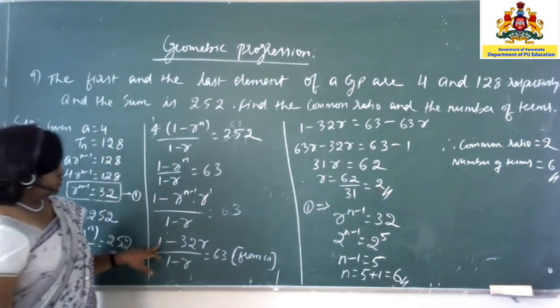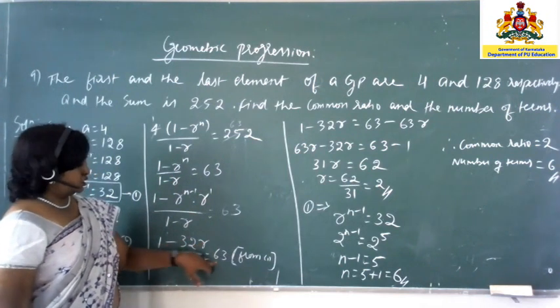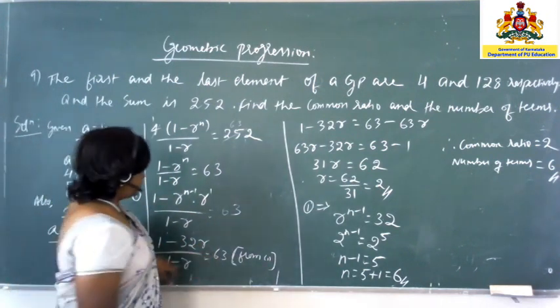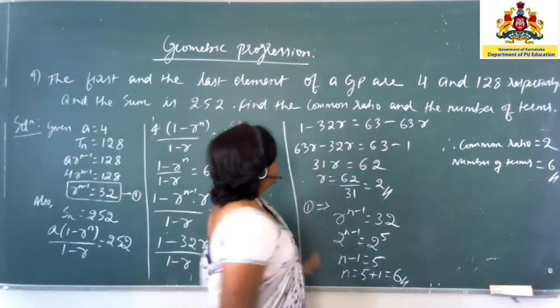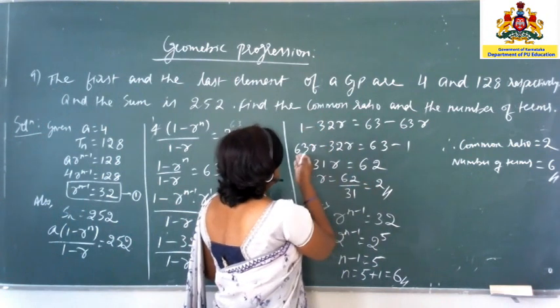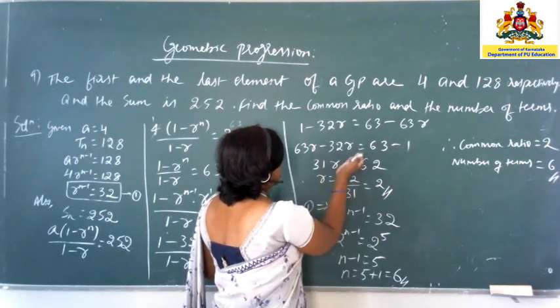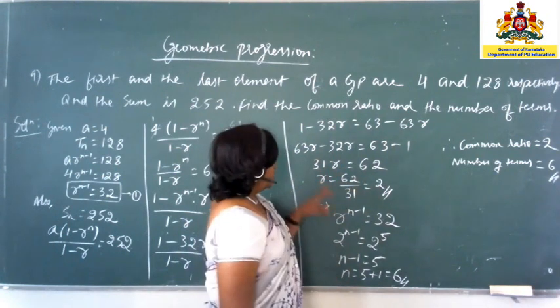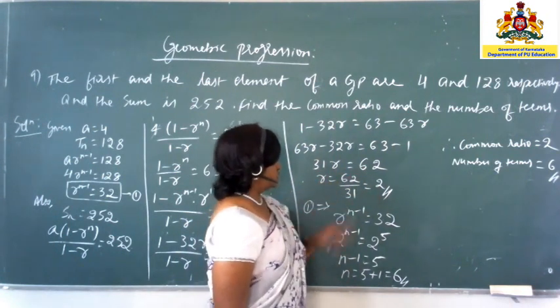Substitute that. 1 minus 32r by 1 minus r is equal to 63. Cross multiply: 63 minus 63r. Then bring this minus 63r to the LHS. So it becomes 63r minus 32r is equal to 63 minus 1. So 31r is equal to 62. r is equal to 62 by 31, that is equal to 2.